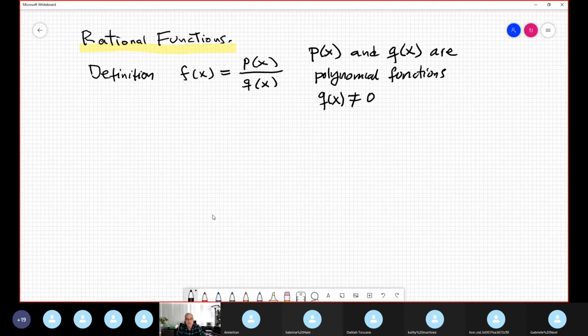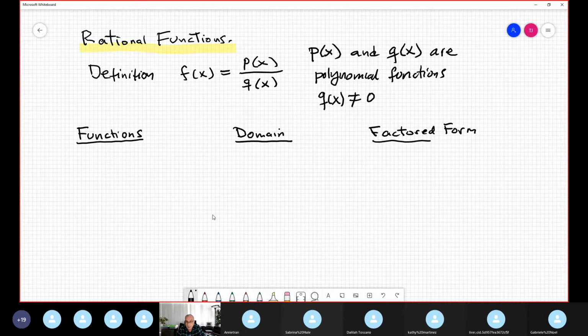Okay, let's see examples of rational functions, and we determine two things. Number one, domain. Number two, factor form. So let me create a chart like that in which the first column is the functions. The second column is the domain. And the third column is the factor form. Okay. Let me start with the first example.